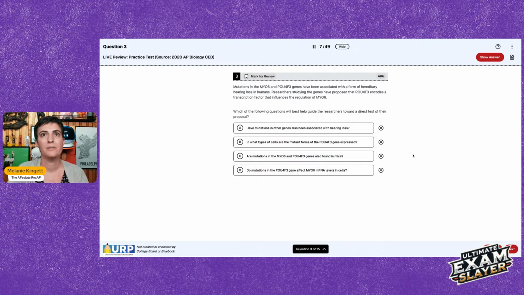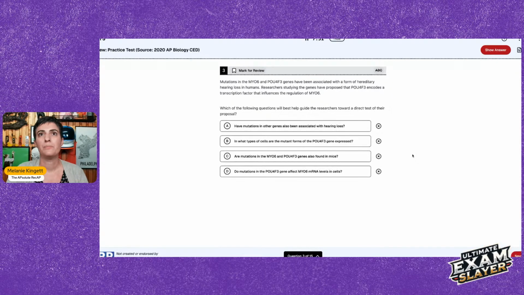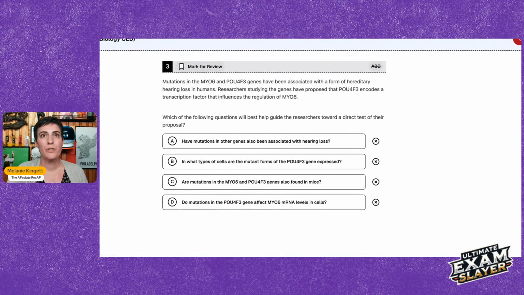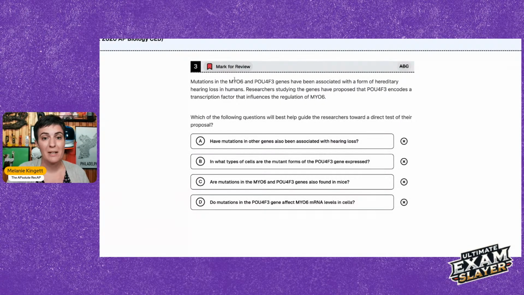Question 3. All right. Ooh, too big. I'm going to mark this one for review, and I haven't even started the question. And the reason I'm going to do that is because these POU4F terms are all terrifying, or at least they could be. These are just examples and placeholders of a concept. You clearly didn't learn about these specific genes at any point in bio, unless your teacher did an incredible deep dive into something that predicted an AP question.